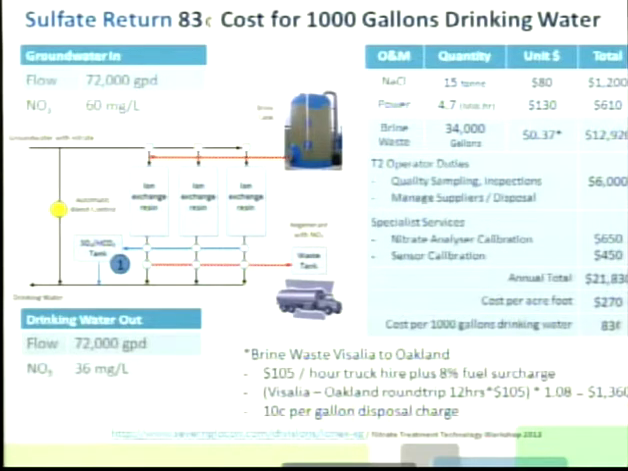So for that person to turn up with their 5,000 gallon tanker and collect your waste, it's $105 an hour. It's an 8% fuel surcharge. And then you've got to get it from an awful long way down into the Central Valley out to a disposal site. And so that is the great variable and the great cost in operation cost of looking after an ion exchange in a rural community.